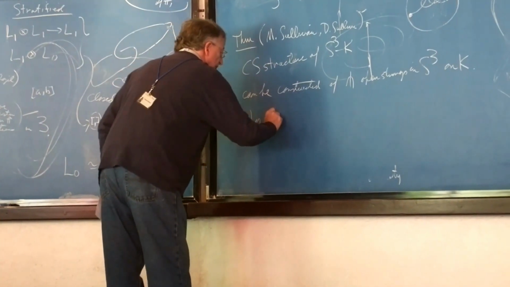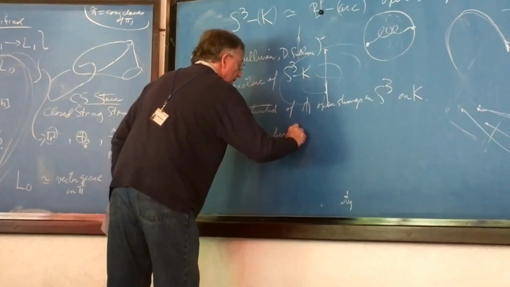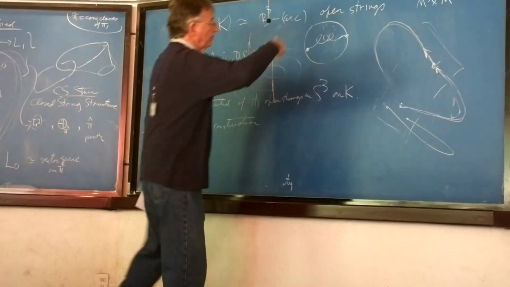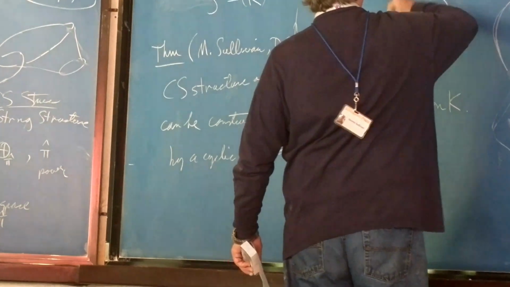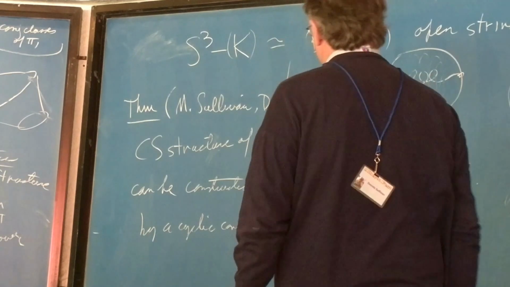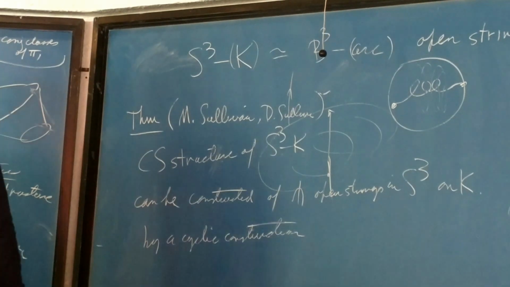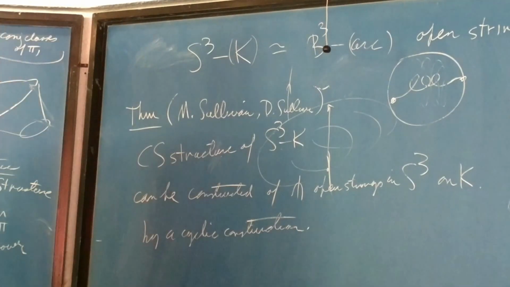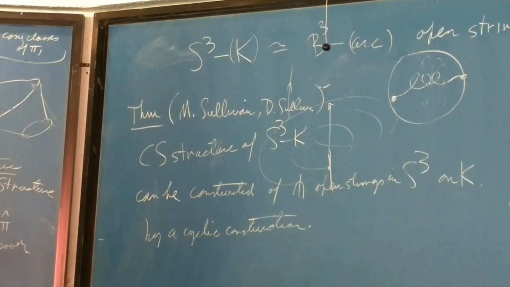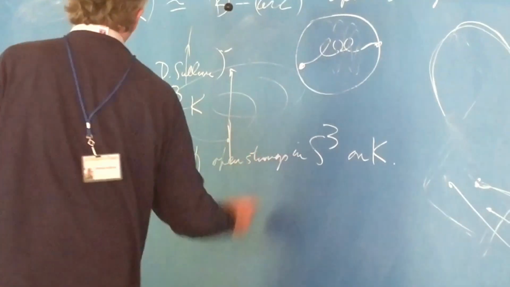By a cyclic construction. You make these things into cycles, and then you can... it's some kind of cyclic construction, algebraic cyclic construction. Some people call it the cyclic bar construction. And anyway, by an algebraic topology construction.